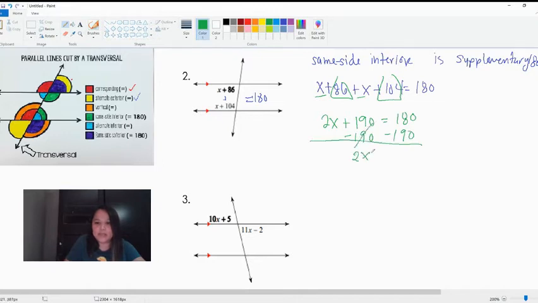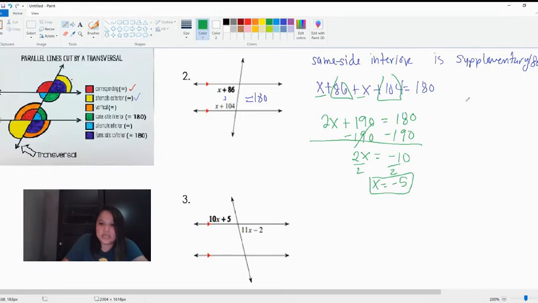And that means that 2x is going to be equal to negative 10. Divide, and we get x equals negative 5. So x is equal to negative 5. So this x here is negative 5. So we know what the value of x is, negative 5, but let's figure out what the actual angle is. So we know that if we add them together, it should be equal to 180.